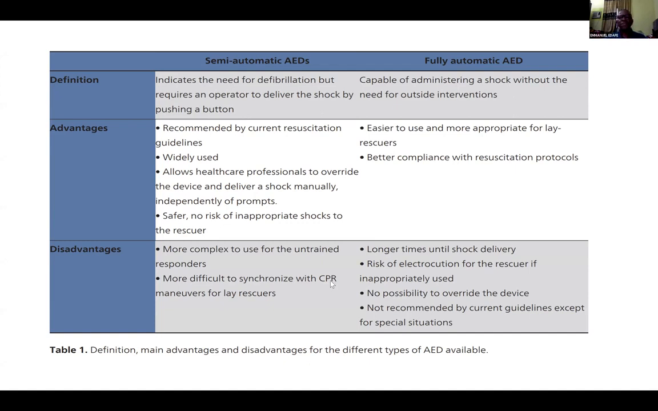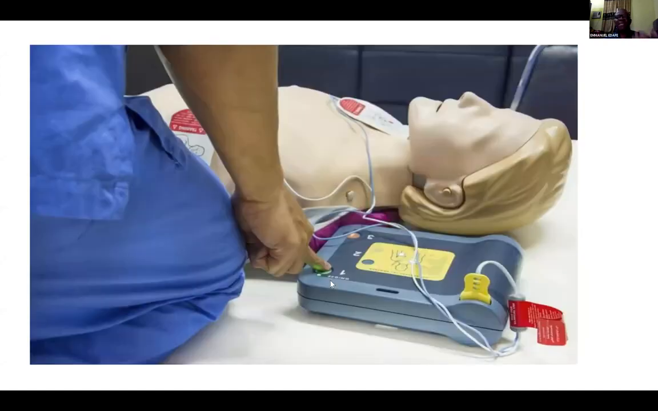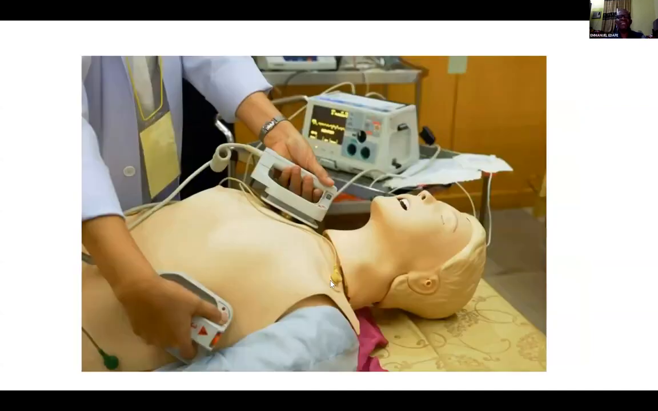So you can see the one that is semi-automated, the pads are fully applied, and it talks to you. Once you turn on the machine, it gives you the guide, it talks to you, then you apply the pads: one at the right side, just below the right clavicle, the other at the apex, around the 5th or 6th intercostal space or mid-axillary line. You apply it around there, and the shock pathway goes between the two pads. This is a manual defibrillator. If you want to defibrillate, you can still use the same pathway to defibrillate that patient.